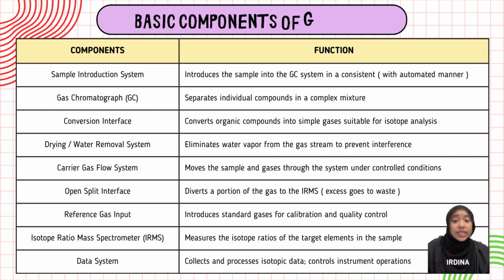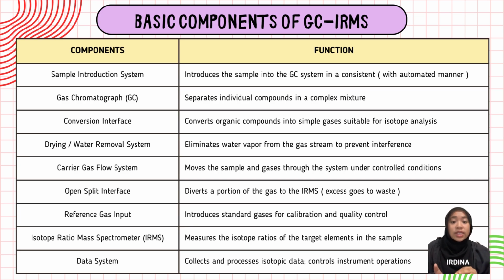Okay, so here are the basic components and the concept of how GC-IRMS works. First we have the sample introduction system, which introduces the sample into the GC oven where it separates individual compounds in a complex mixture. Then we have the conversion interface that converts organic compounds into simple gases suitable for isotope analysis, either through combustion or pyrolysis. Next we have the drying or water removal system that helps to eliminate water vapor from the gas stream to prevent interference.